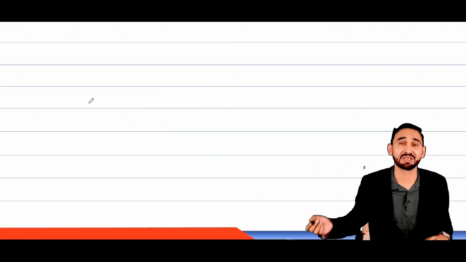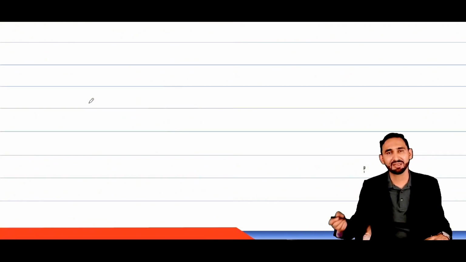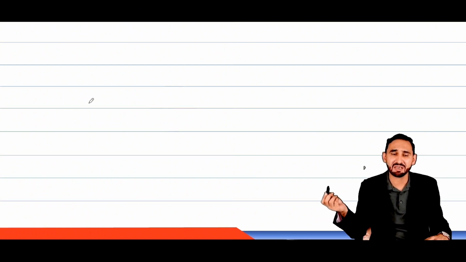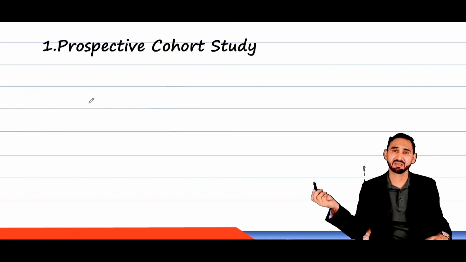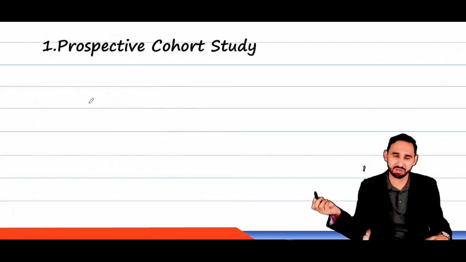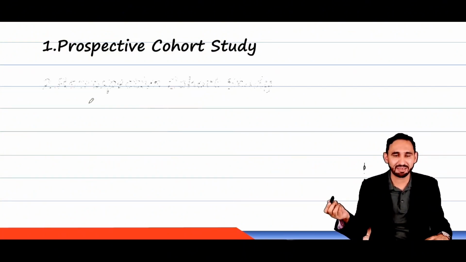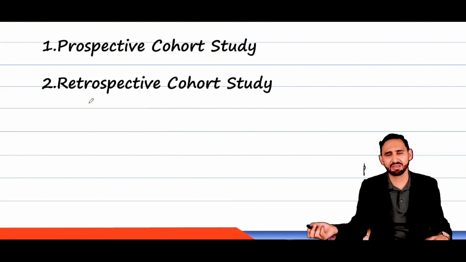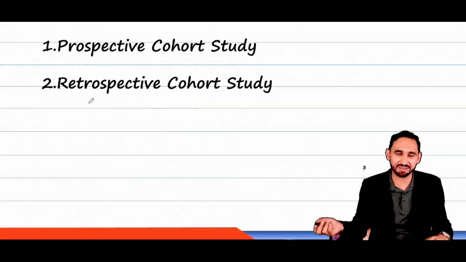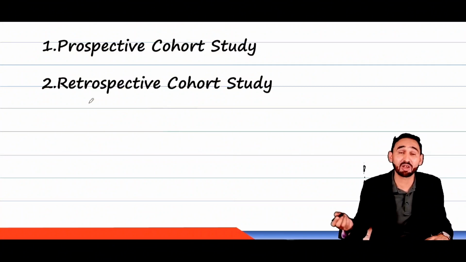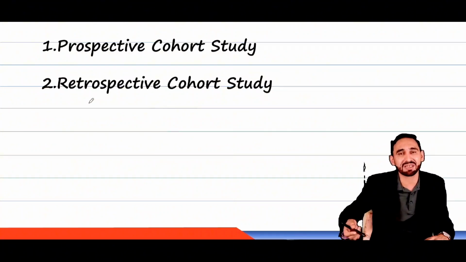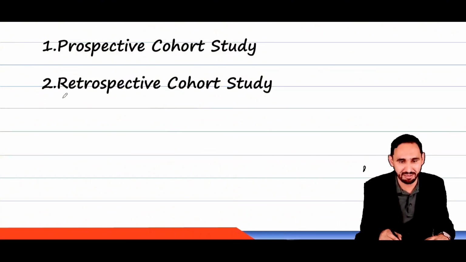So, what are various types of cohort study? There are three main types of cohort study: prospective cohort study, a looking forward study, in which we move from present to future. There is retrospective cohort study. You may be thinking, we discussed previously that cohort study is a prospective study. How can we say that it's a retrospective study?